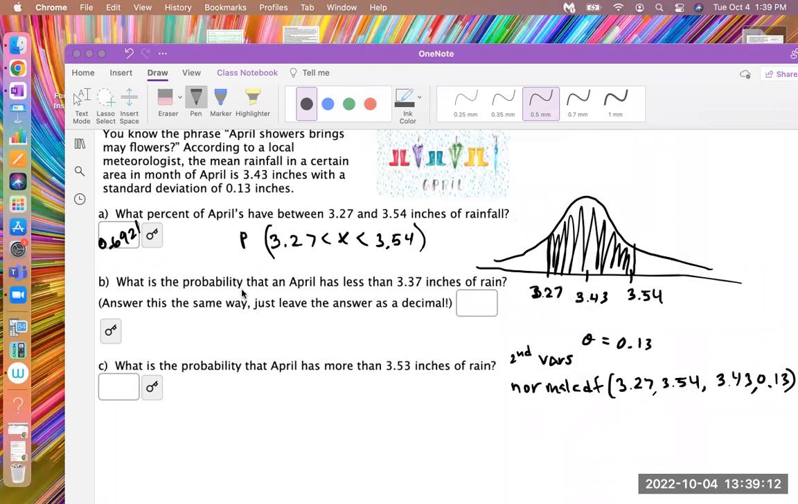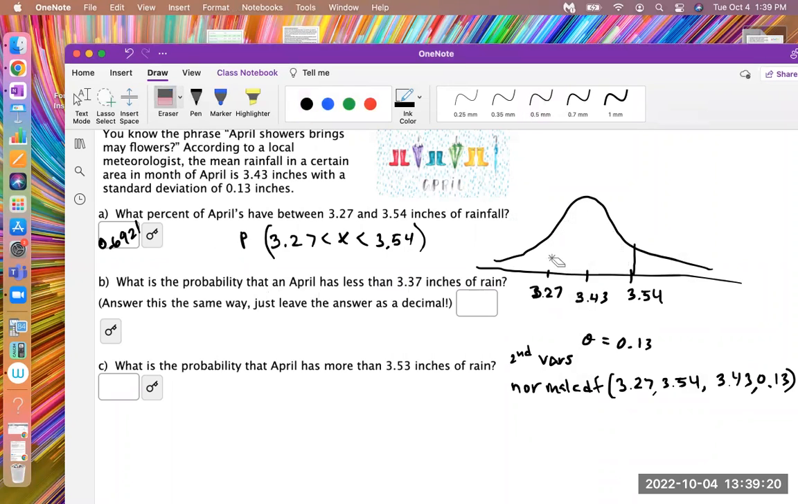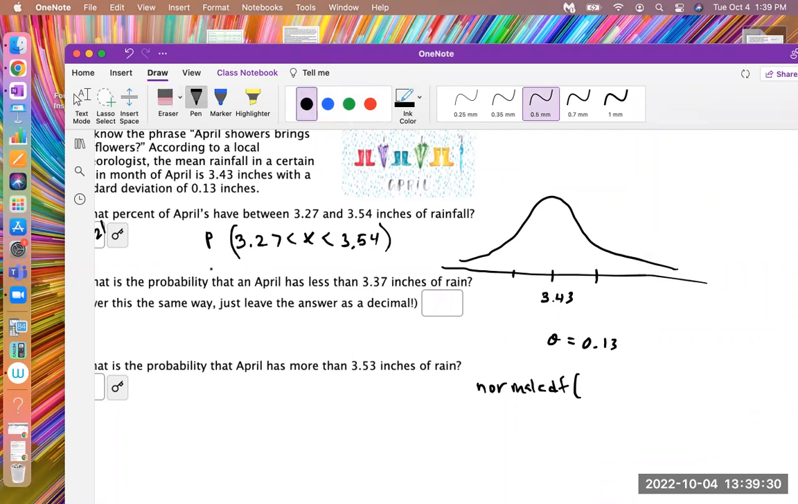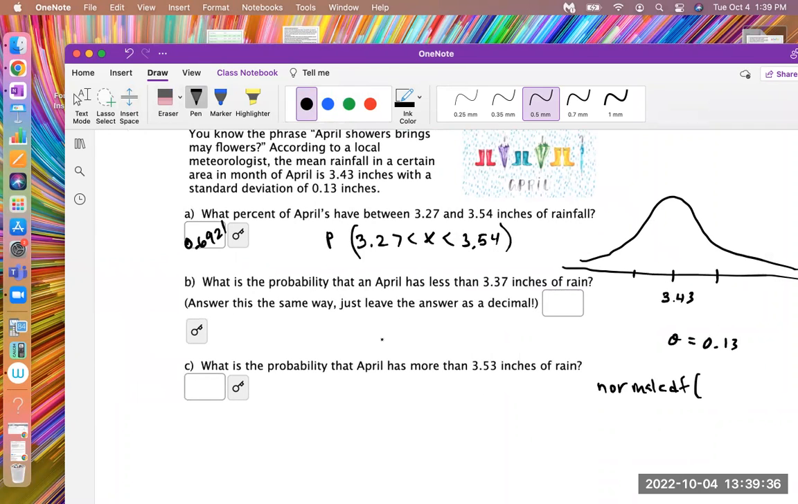Okay, and then what is the probability that an April has less than 3.37 inches of rainfall? So we should be shading a different area under the curve. When they say the April has less than, the variable X is smaller than 3.37. That's what we're trying to find here. The probability the value is smaller than 3.37.